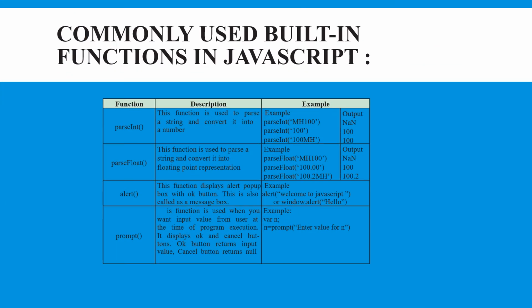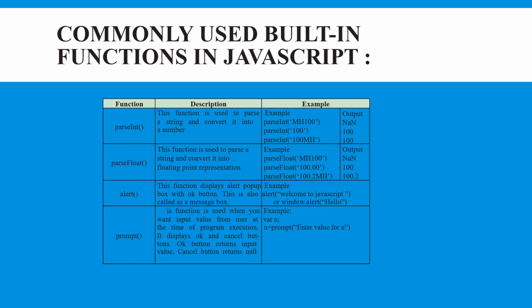Commonly used built-in functions in JavaScript. The first one is parseInt, where I is capital. A function is always enclosed within round brackets. The parseInt function is used to parse a string and convert it into a number. That means the function is used to convert any value into a number.